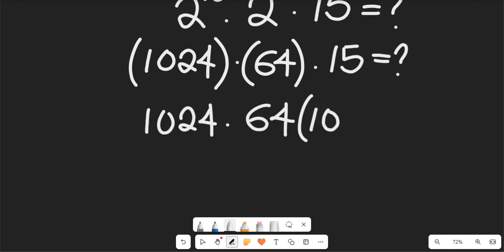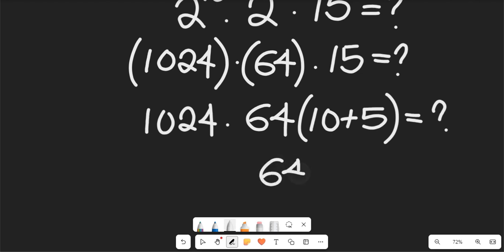64 multiplied by 10 plus 5. 10 plus 5 is still 15. I will simplify that. 10 times 64 will now give me 640 because I will just add 0 to this, plus 5 times 64 will give me 320. I'll write 2. I will give it 30 plus 2. That will give me 32, right?